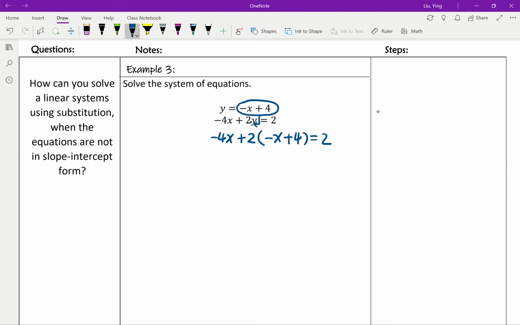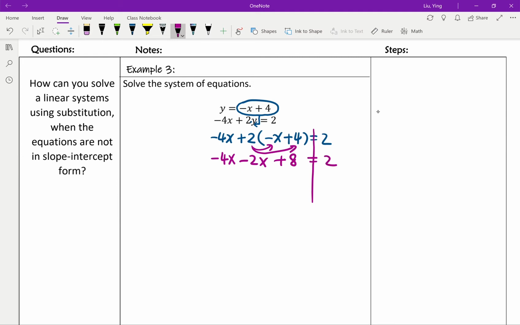Now, even though this equation becomes longer, it combined the two equations, and it only has one variable, which is x. And we know how to solve one equation with just one variable. So now the problem becomes solvable. We'll just do distribution. So negative 4x minus 2x, and then plus 8 equals 2.